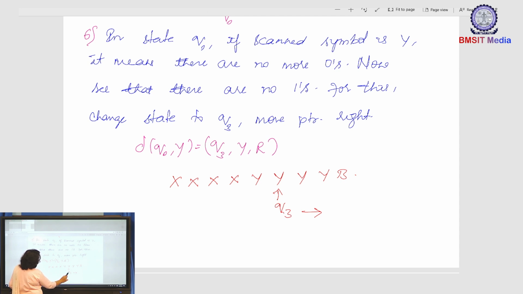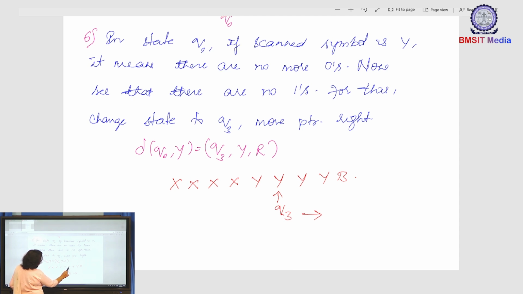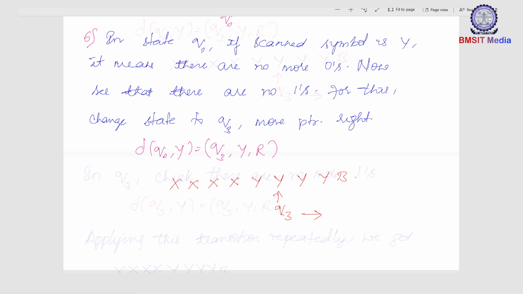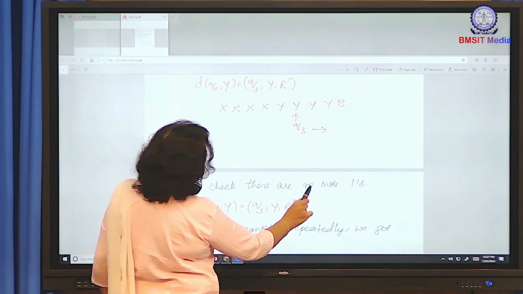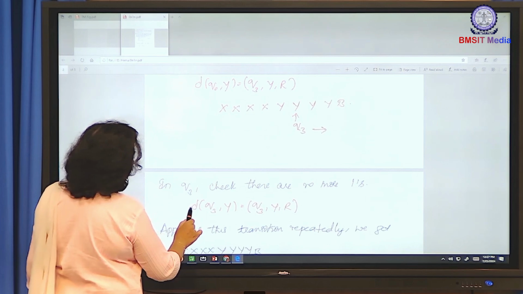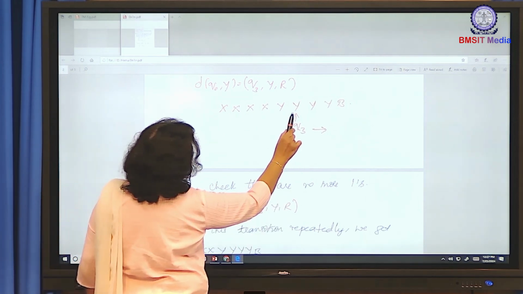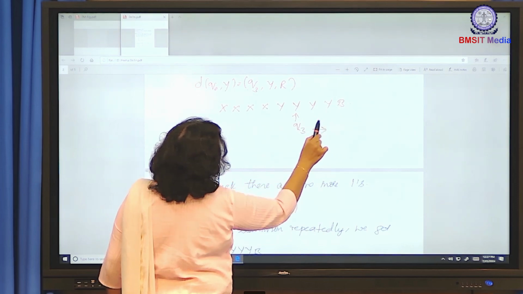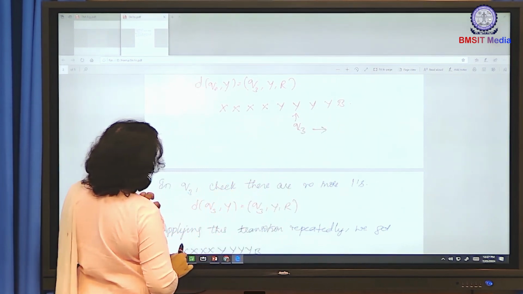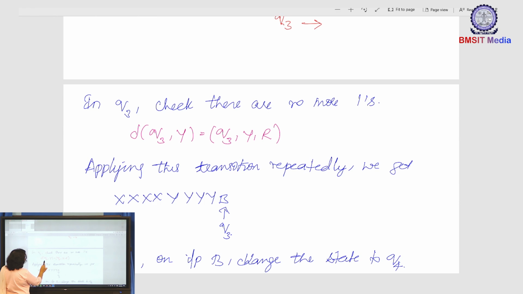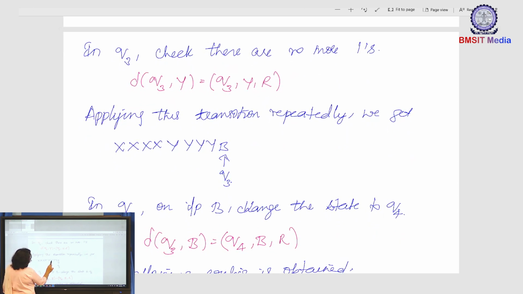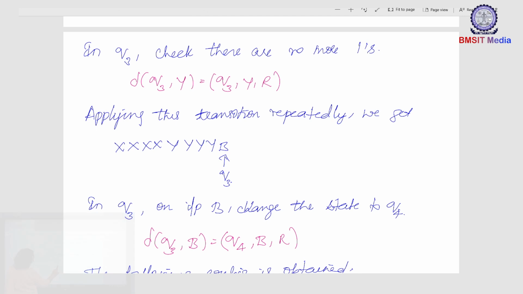So now you are in q3. q3 y, you have to just go to right. In q3, check there are no more ones. So delta of q3 on y equal to q3 y right. We go on till the blank. So now we will see q3 on blank. Applying this transition repeatedly, we get this configuration. So q3 y, q3 y right, repeated for each y.